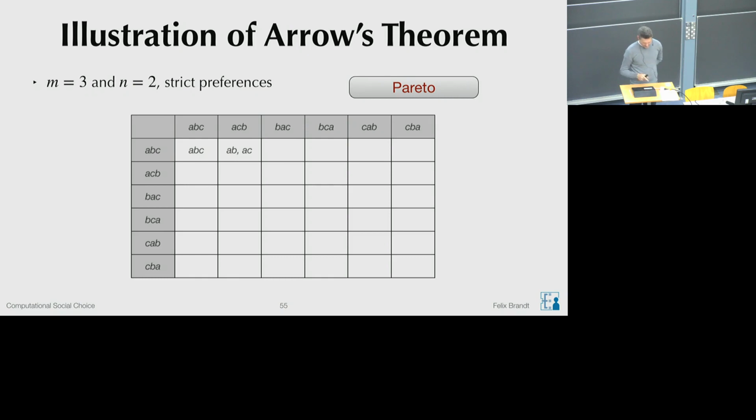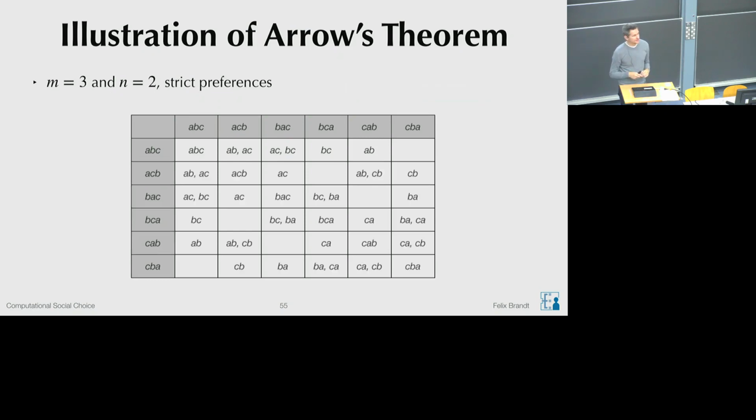Maybe one more. So what about the next cell? What can I fill in there? Using Pareto optimality. Okay, A is preferred to C, that's right. And anything else? And B is preferred to C, exactly. So it seems like you all know what's happening here. This is an example where only one pair is the same. Then it's B, C, and so on. And we can keep doing this for the entire table here.